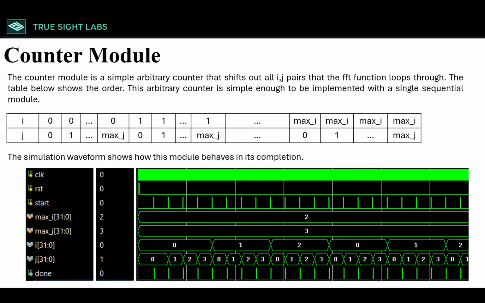The counter takes in three main inputs: start, max I, and max j. Each time the start is asserted, the counter updates its I and j outputs to the next pair in the sequence. You can see the pattern in the table. J counts up from 0 to max j, and once it rolls over, I increments by 1. This repeats until we've hit max I and max j, so by pulsing this module over and over, we emulate the exact nested loop that the Python code runs through. The waveform at the bottom shows this behavior in simulation.